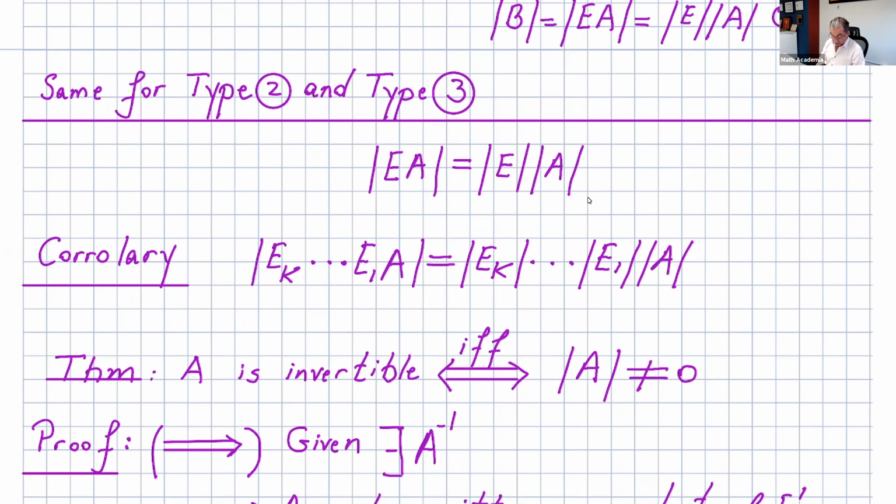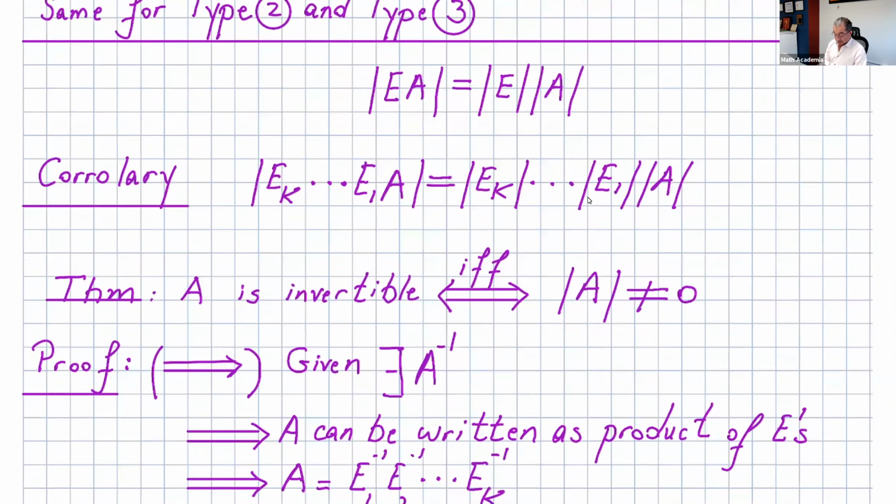However, let's go over this. There's a corollary. A corollary is just a small theorem. If you have the product of elementary matrices times A, you can separate all of them and write this for the determinant, like this and like that. So there's a theorem: A is invertible if and only if the determinant of A is not equal to 0. Remember that, please.